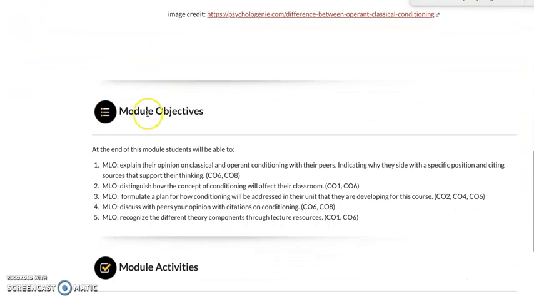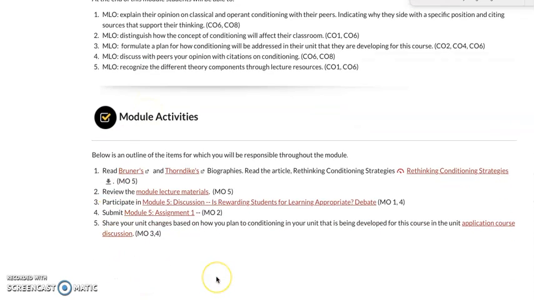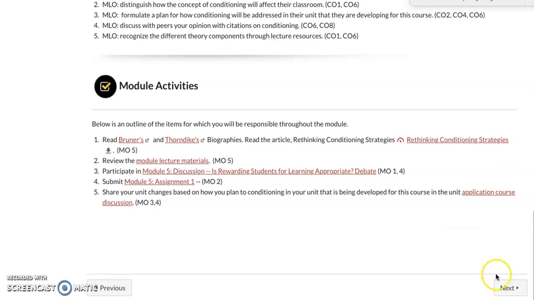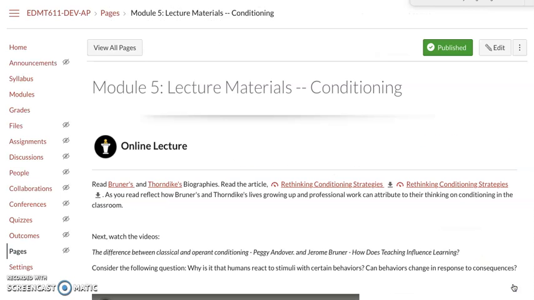We can see our module objectives here, and then specifically the activities that we are going to do. We're going to read a couple things, watch a couple things just like normal, discuss together as a group, and have, hopefully, a lively debate this week. And then submit a reflection on Canvas, and then have a discussion on how this week's module has impacted your unit. So let's keep marching forward here.